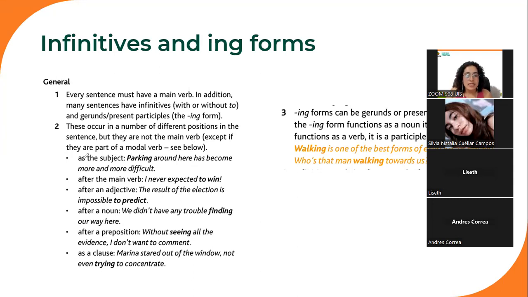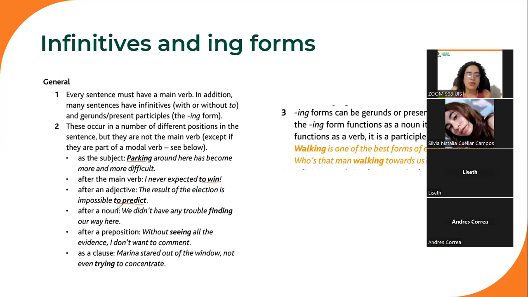We can find it as the subject of the sentence. So at the beginning, we can say: Parking around here has become more and more difficult. After the main verb. The main verb here is expected. We can find it after, no? Expected to win, all right? So after the main verb. We can also find it after an adjective. The adjective here is impossible. So: The result of the election is impossible to predict, after the adjective.